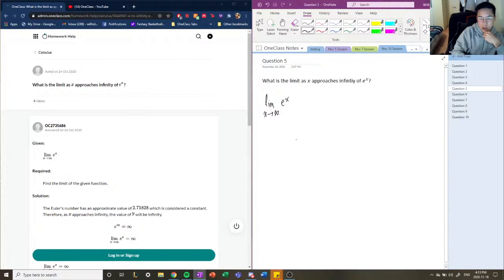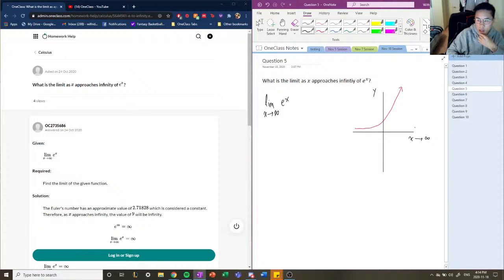So essentially the question is asking us for the end behavior of this function as x approaches infinity. So if you were to graph this out, right? e to the x kind of looks like, I'm just going to draw it like this. e to the x kind of looks like that, right? So they want to know what happens when x approaches infinity, right? What is the value of our function as x approaches infinity?